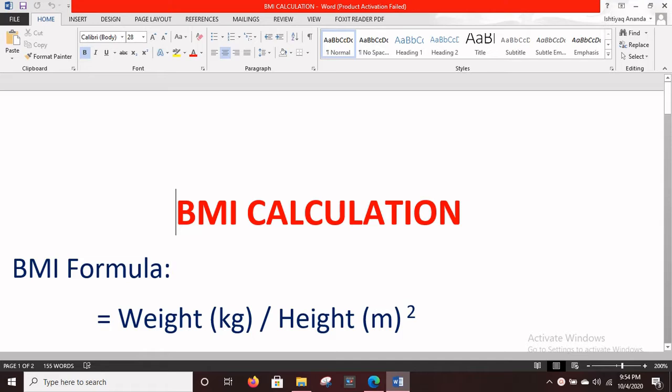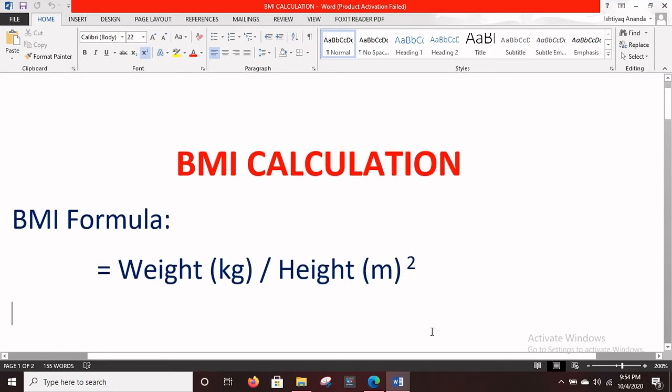So this is basically the measurement of body fat based on height and weight that applies to adult men and women. The formula of BMI is weight in kg divided by height in meter square. This is not the ultimate formula to calculate BMI. There are other ways through which you can calculate BMI, so I'm picking up this particular formula.